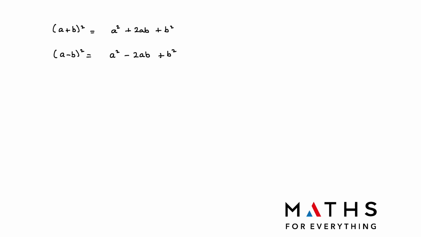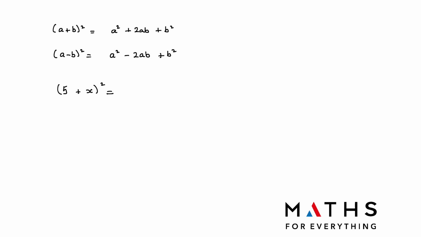How do we use this formula? It's actually very simple. We square the first term, we square the second term, and then we multiply the first and the second term by 2. That's it. If it's a negative, we put a negative with 2 times ab. Now let's see how to use this formula in some examples.